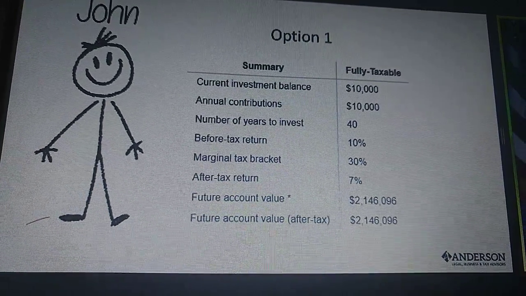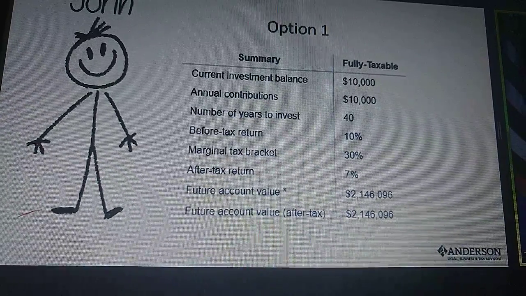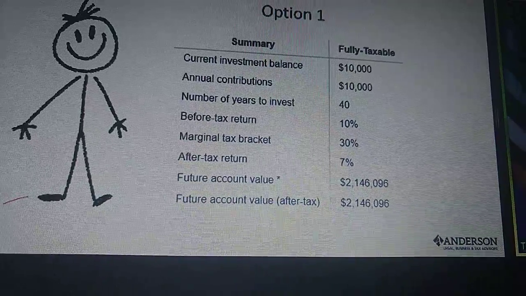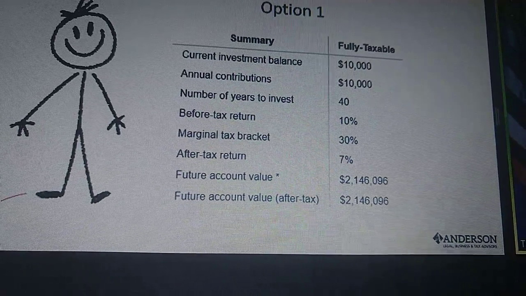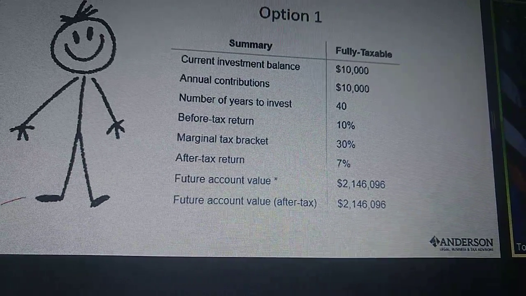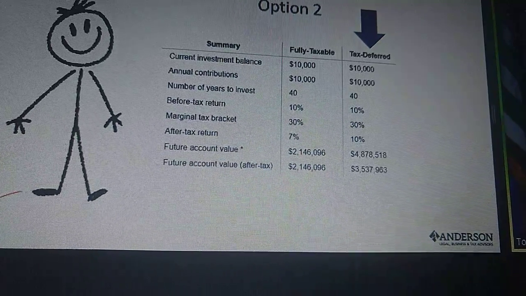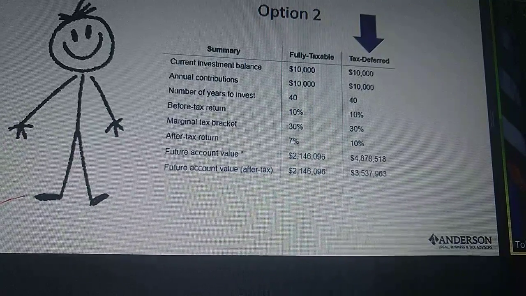Doesn't really use, we're just playing around. So his before-tax return is 10%, his after-tax return is 7%. So his future value of his account at $10,000 a year is $2.146 million. Pretty fantastic. Now, what if he was able to defer the money that he put in?